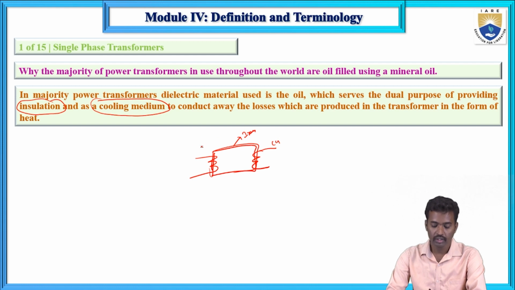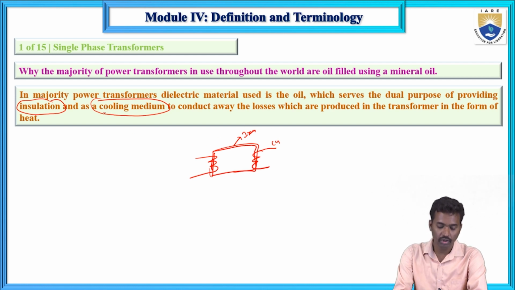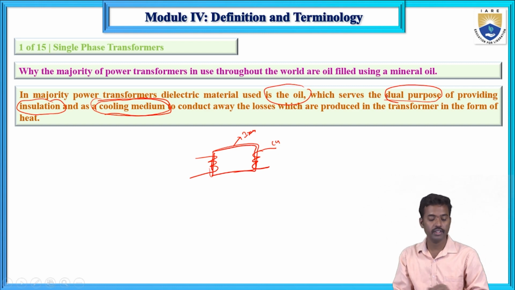Now, for cooling purpose we will use oil, and for insulation purpose also we will use it. In the majority of power transformers, the electric material used is oil, which serves a dual purpose: insulation and cooling. Cooling purpose means to compensate the heat because of losses.